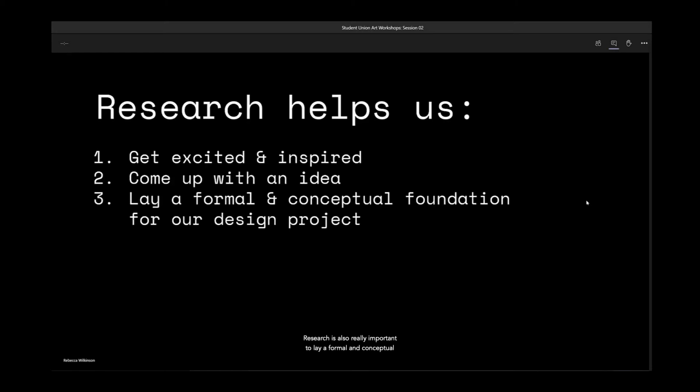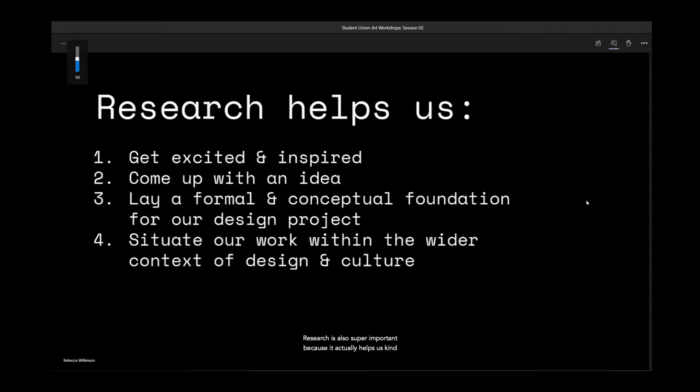Research is also really important to lay a formal and conceptual foundation for any design project. So we want to make sure our projects are grounded in something that has been carefully thought out. Research is also super important because it actually helps us situate our own work within a wider context of design and culture. So if we don't know about what's happening around us, we don't know where we stand in relation to it. So I think that's a really important aspect of it.